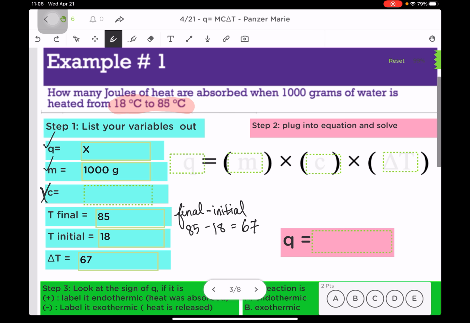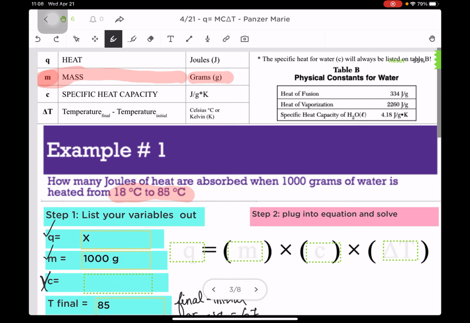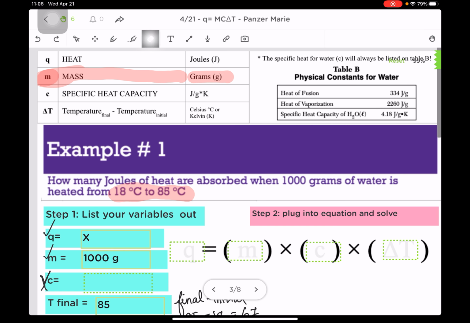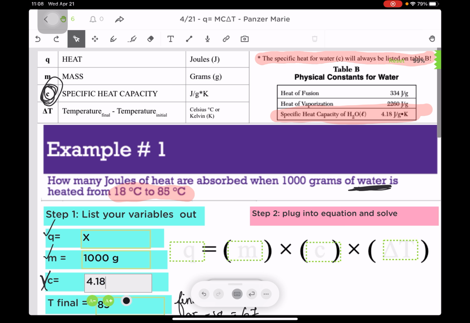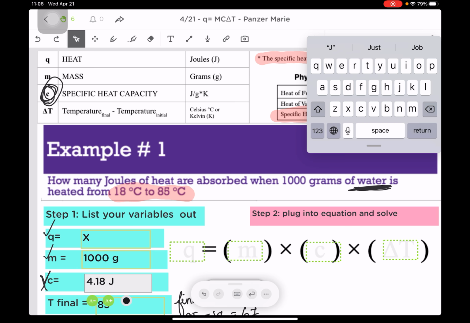Okay, so let me come up here. And it says that C is my specific heat capacity. Here we are dealing with water. So the specific heat capacity for water will always be listed on table B. So you find that right down there. And that's going to be 4.18, and that's joules per gram Kelvin.